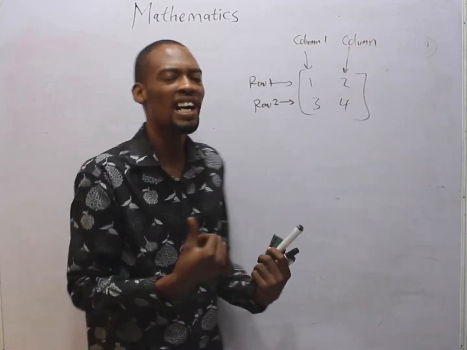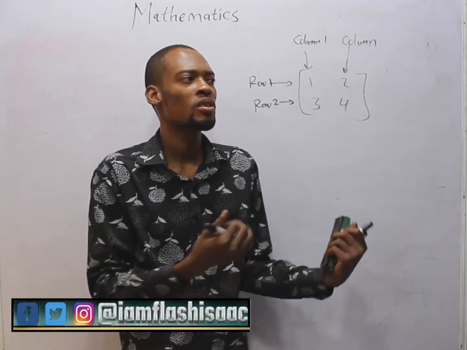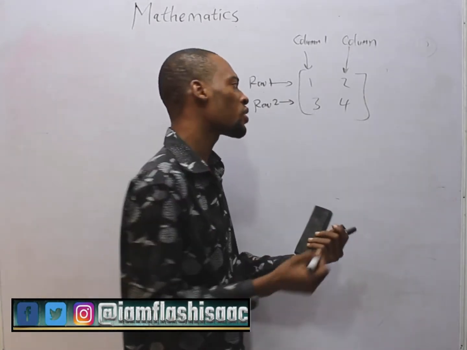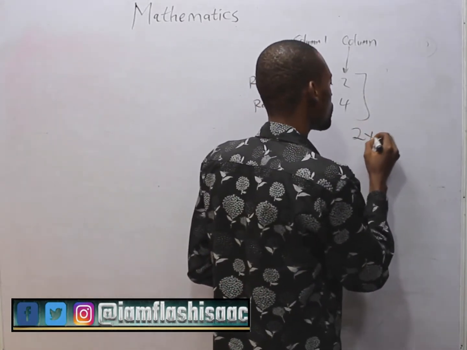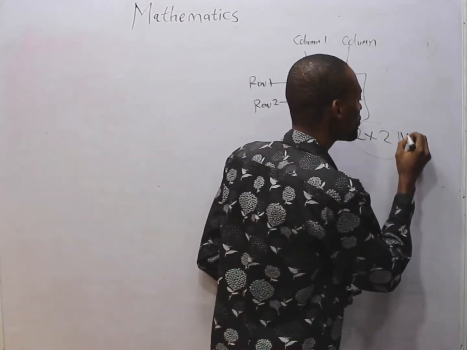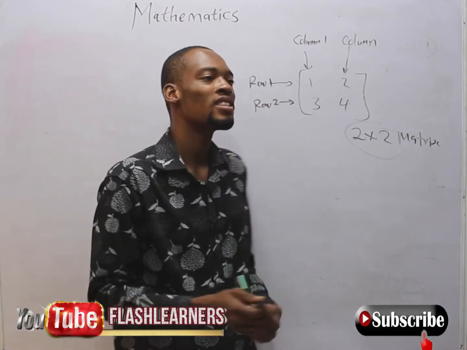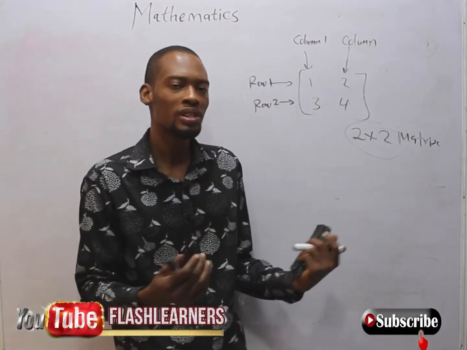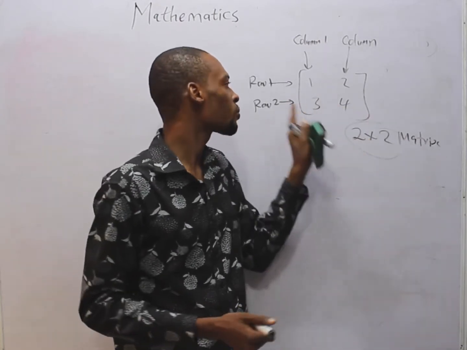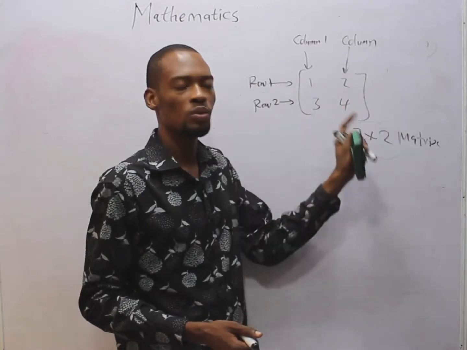Now there's something called order of matrix. Order of matrix simply speaks of how many rows it has and how many columns. If I say the matrix is of the order 2, 2, this is referred to as 2 by 2 matrix, not 2 times 2 matrix. Okay? 2 by 2 matrix simply means this matrix has 2 rows and 2 columns. So something like this is a 2 by 2 matrix. Row 1, 2 and column 1, 2.